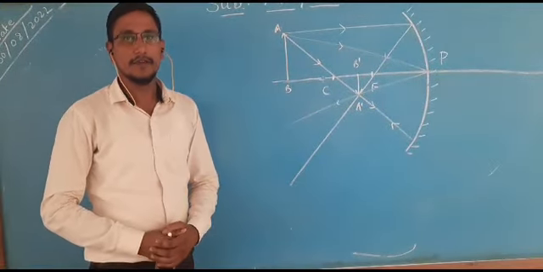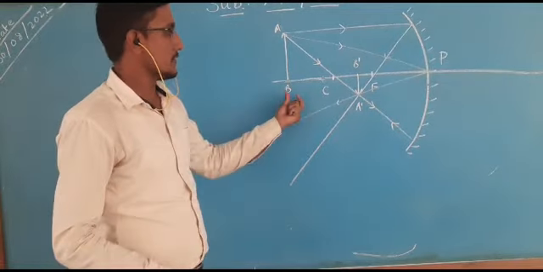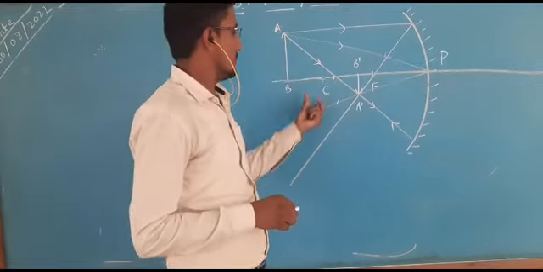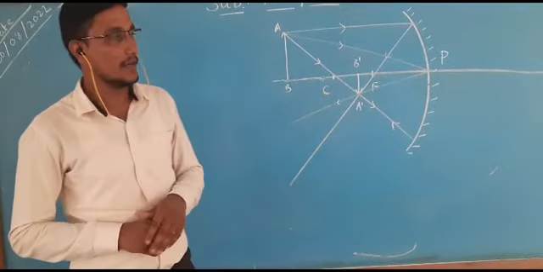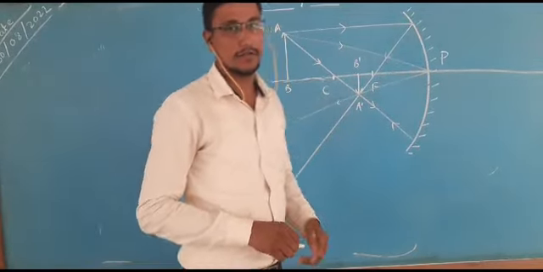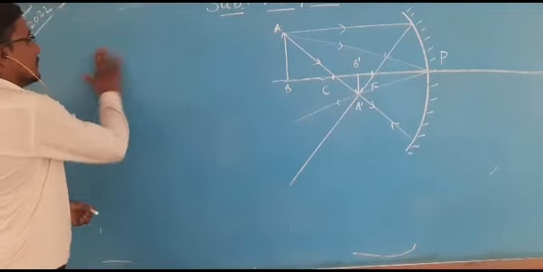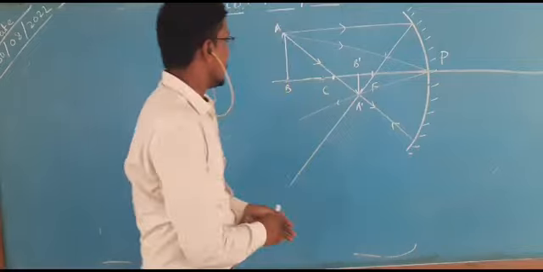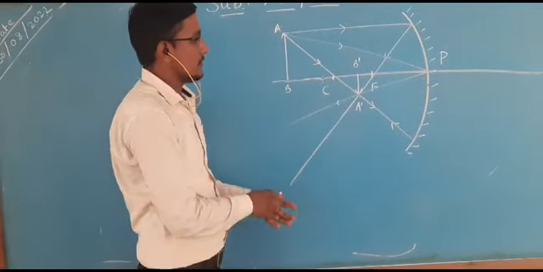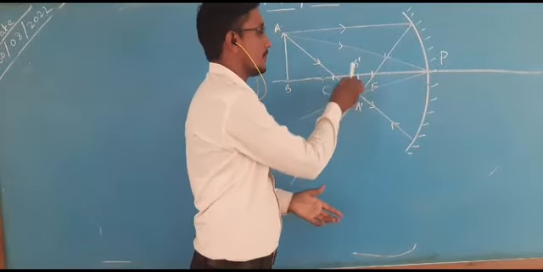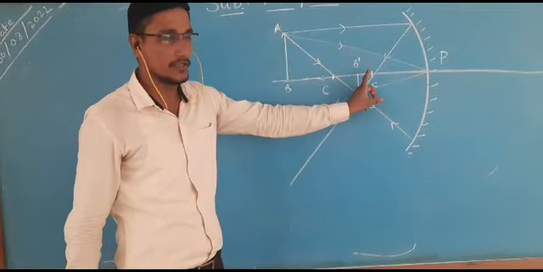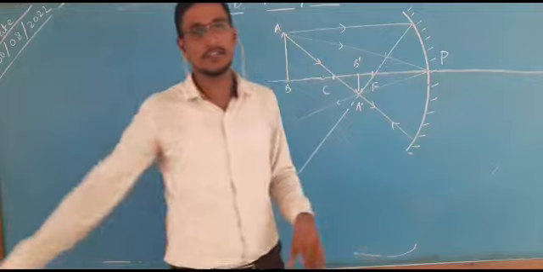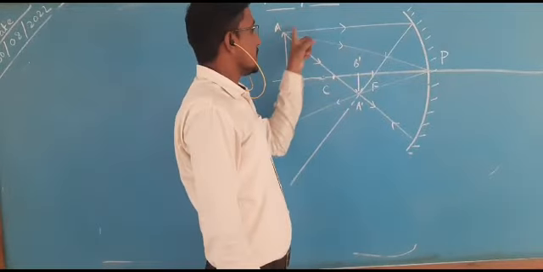Good morning. Today we are going to discuss how to calculate the relation between u and v and the focal length of this concave mirror. First of all, this is the ray diagram. This is the concave mirror, this is the position of the object, and this is the center of curvature. This is the focal point, the focal length, and this is the radius of curvature. This is image formation.